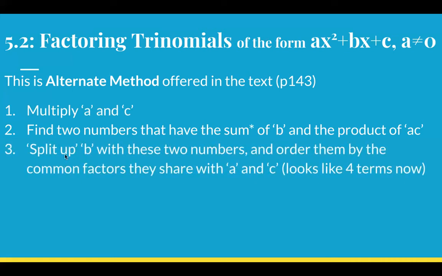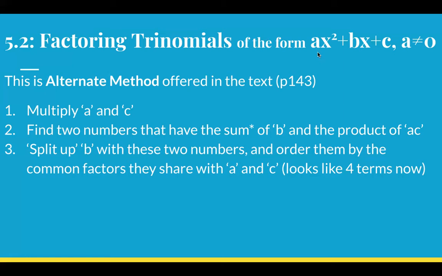And then the next step, it's going to be so much easier when you see it happen. You're going to split up b. So whatever number is here, you're going to split it up with these two numbers, because remember, when you add them up, they equal b. So now it's going to be like ax squared plus something x plus c. You split it with the two numbers and order them by the common factors they share with a and c. This is really hard to explain.